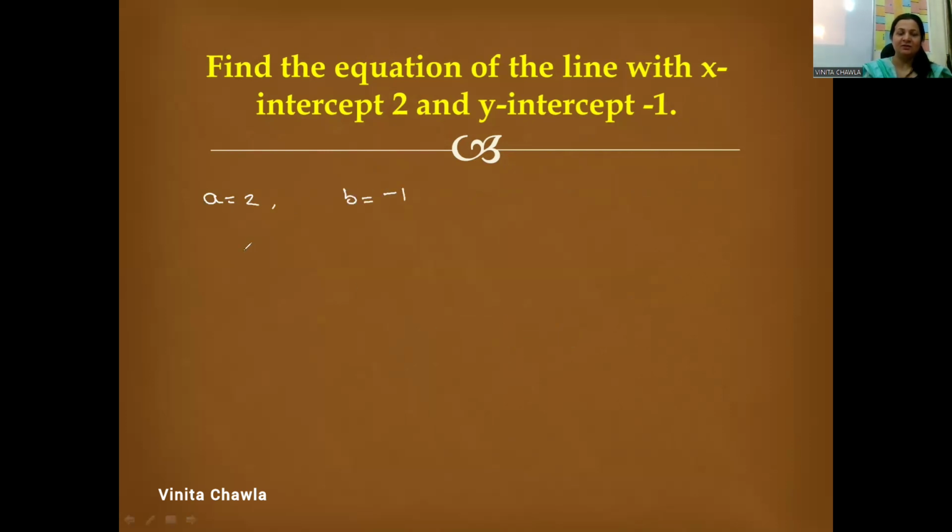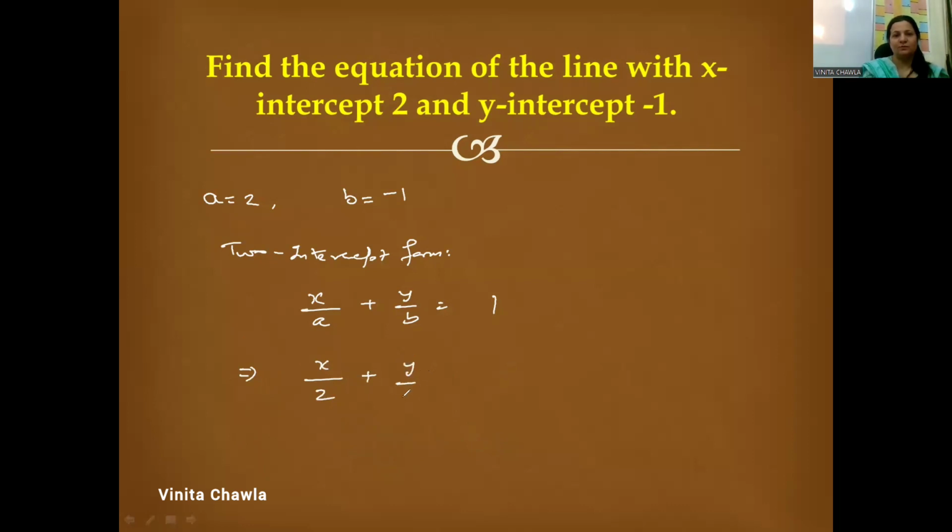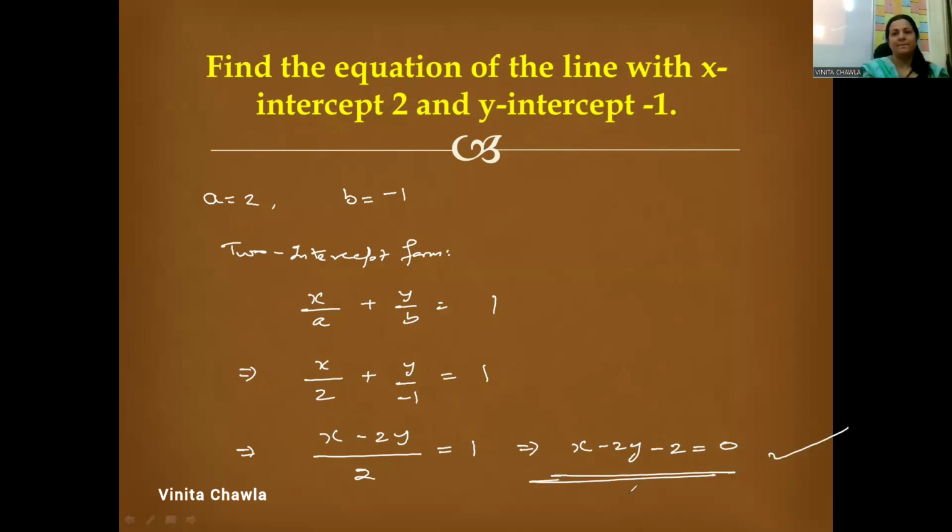Equation of the line, two-intercept form. Two-intercept form is x by a plus y by b equal to 1. Now put the values. Solve this. Simplify this. You get x minus 2y is equal to 1. This implies x minus 2y minus 2 is equal to 0. Are you getting the same answer?